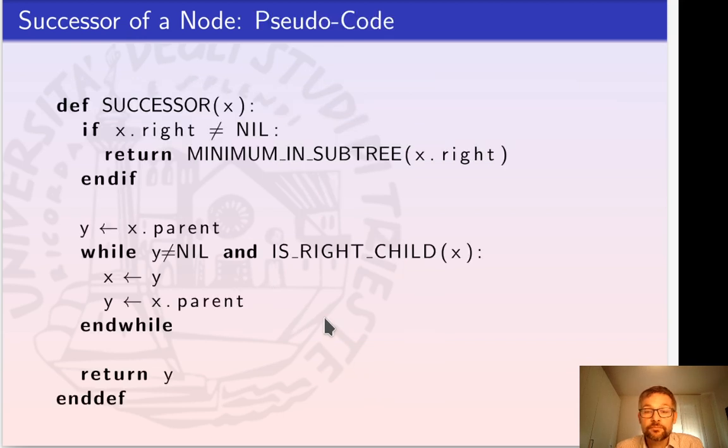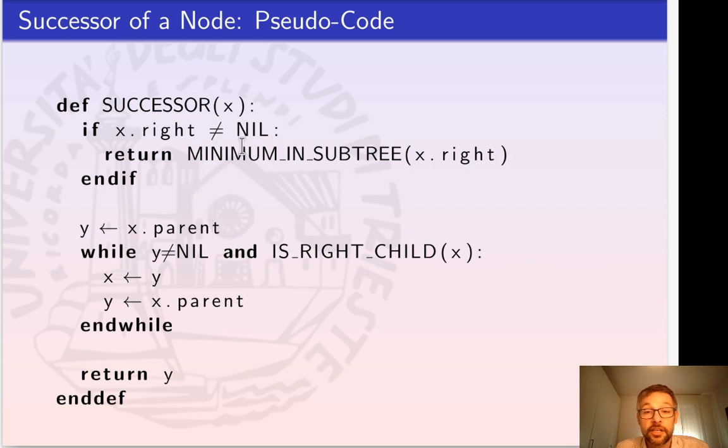Okay, so this is the pseudocode. It's quite easy. If x has a right child, so if x.right is different from nil, we can find the successor of x simply by looking at the minimum in the subtree rooted in the right child of x. Quite easy.